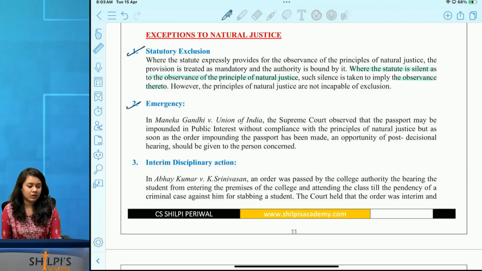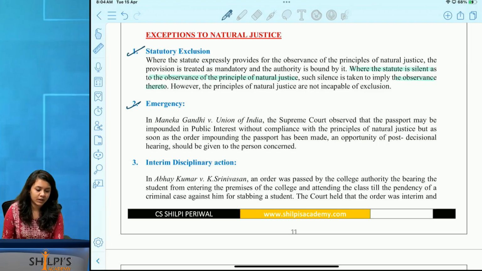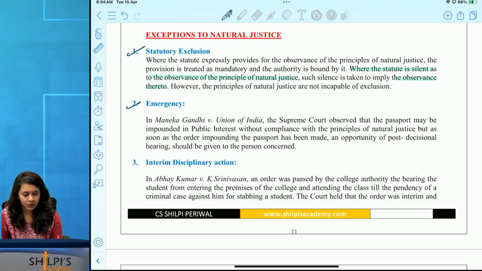In the case of Maneka Gandhi versus Union of India, the court saw that the passport of Maneka Gandhi was impounded without compliance with the principles of natural justice. But then the court also observed that had her passport not been impounded, it is likely that she would have left the country and we would have been unable to get her back to India. So therefore, the court gave an opportunity of being heard, that is, an opportunity of post-decisional hearing was given to Maneka Gandhi.